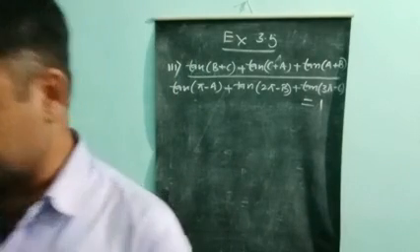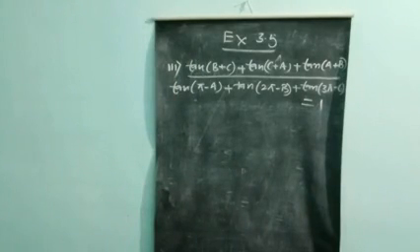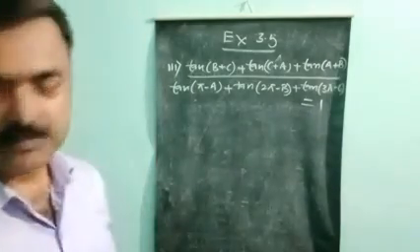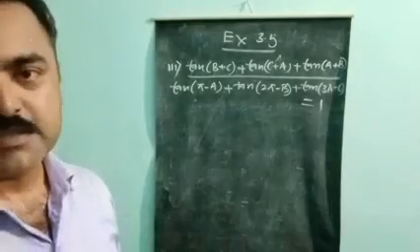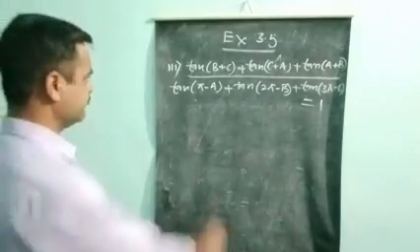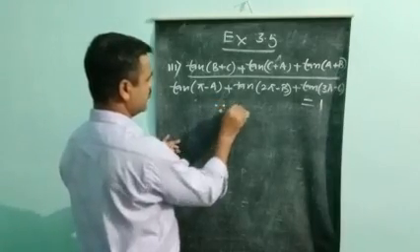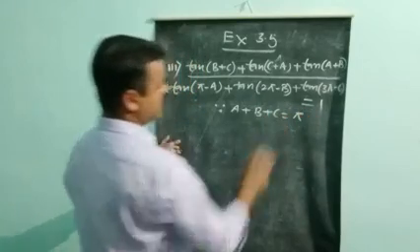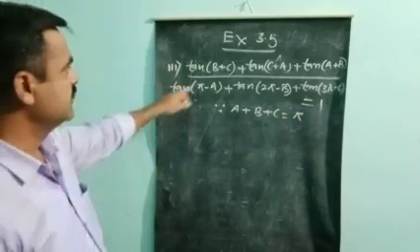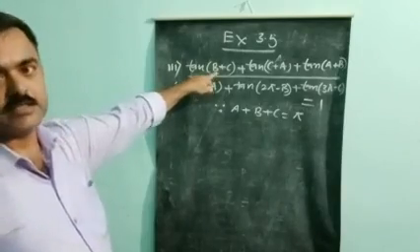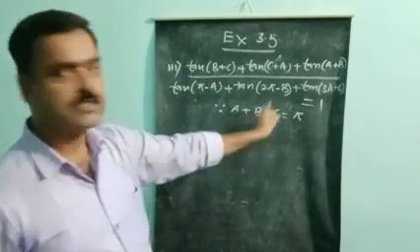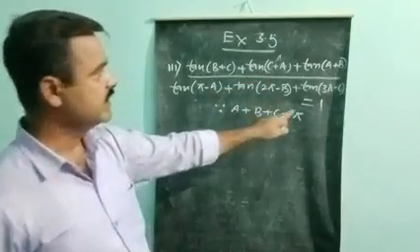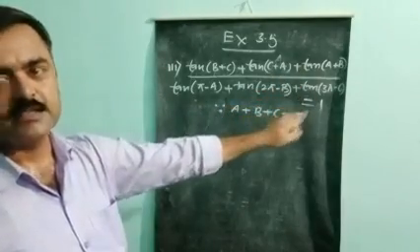This is to be proved here, that you have to prove that this is equal to 1. But it is given here that A plus B plus C equal π, 180. Since A plus B plus C equal π or 180, if you are going to find B plus C, then B plus C equal π minus A. Similarly C plus A is π minus B, A plus B is π minus C, from this relation.